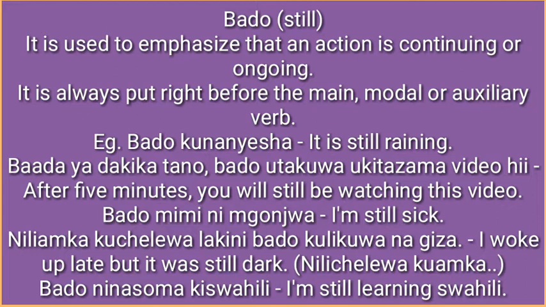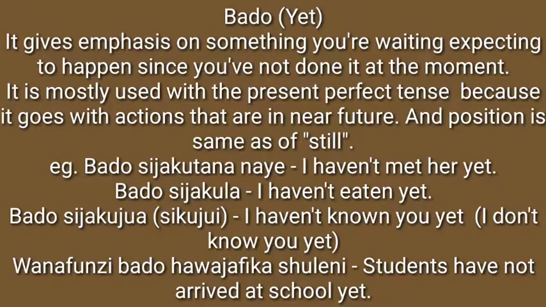Another example, niliamka kuchelewa lakini bado kulikuwa na giza. This sentence you can also say it as nilichelewa kuamka lakini bado kulikuwa na giza. I woke up late but it was still dark. Bado kulikuwa na giza. So here again is kuwa. Kulikuwa. It was still dark. Okay? It was still dark.